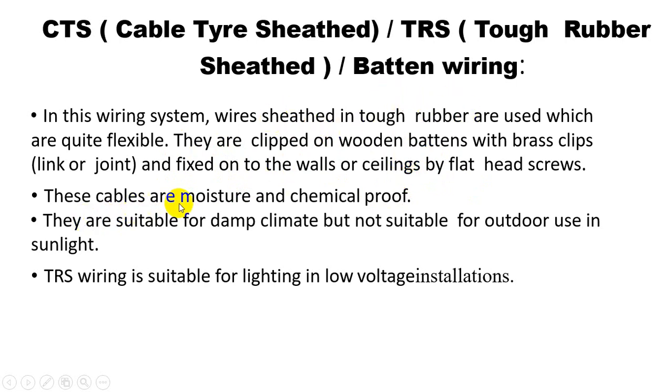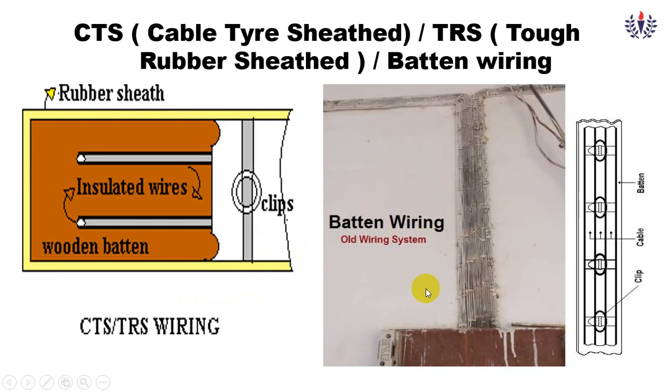And these cables are moisture and chemical proof, because over there we are putting a tough rubber, and suitable for damp climate, but not suitable for outdoor use in sunlight, because due to the heating and cooling effect it is not suitable there. But inside a damp climate we can use it. And TRS wiring is suitable for lighting in low voltage installation. This is very, very important: only for lighting we can use it.